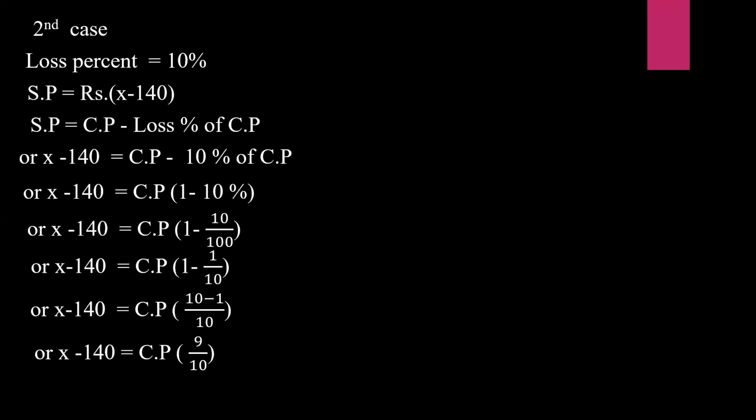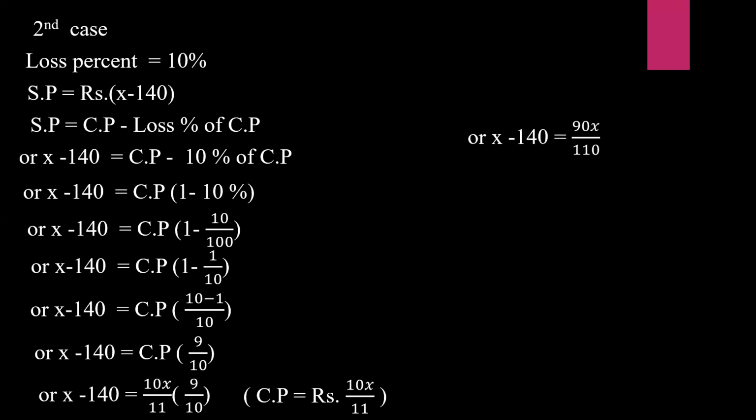Now here, we can cross multiply once again. Okay, before cross multiplying, let's keep the value of the CP. Do you know what is CP? We have already found, okay? And CP is 10x by 11. So I've kept the value of the CP here, 10x by 11. Now from here, we get X minus 140 equals 10x multiplied by 9. It will be 90x. And 11 times 10 is 110.